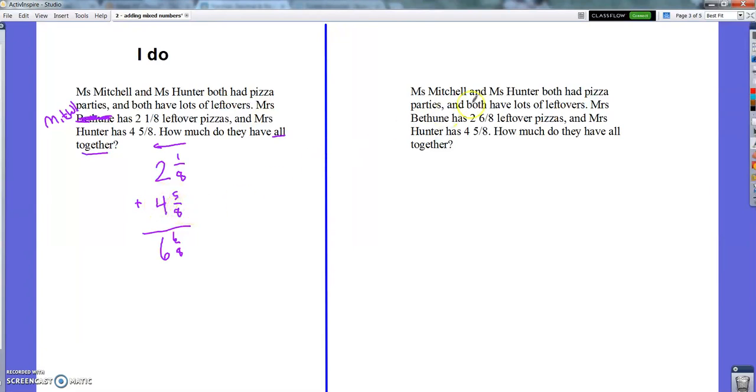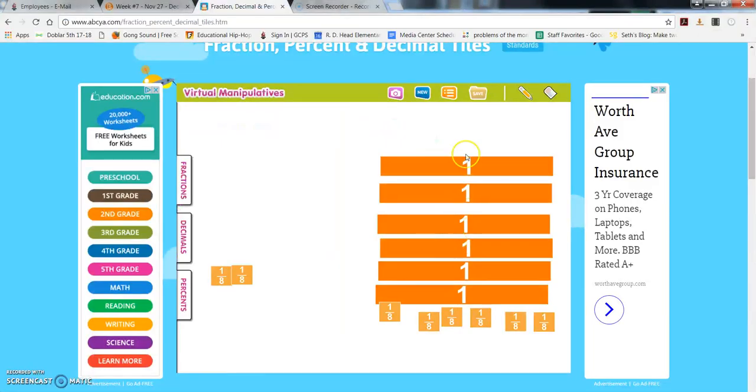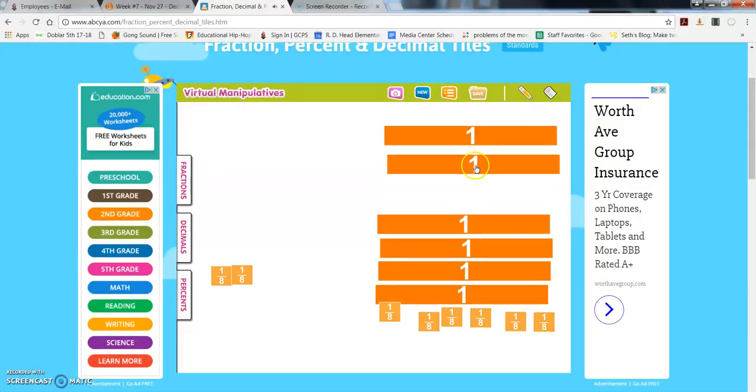Now, same situation here, but I changed my fractions just a little. What if instead of 2 1/8, Miss Mitchell had 2 6/8 pizzas? That changes my situation just a little. So let me go back to my original situation. Now instead of 2 1/8, I've got 2 6/8 here.